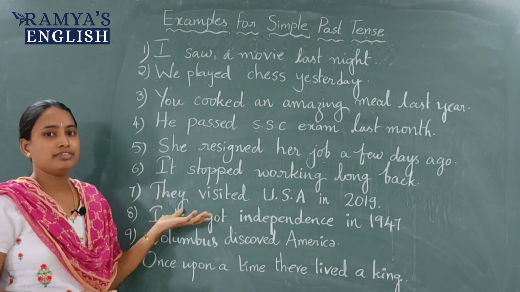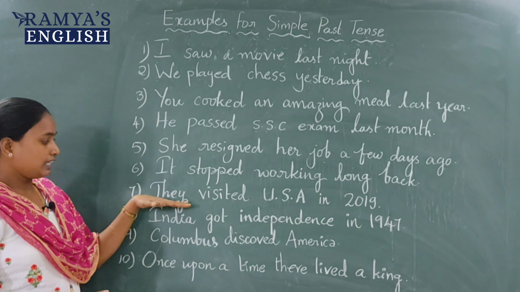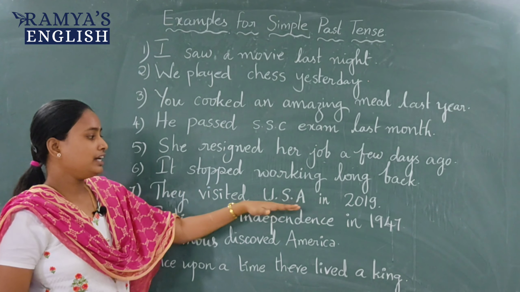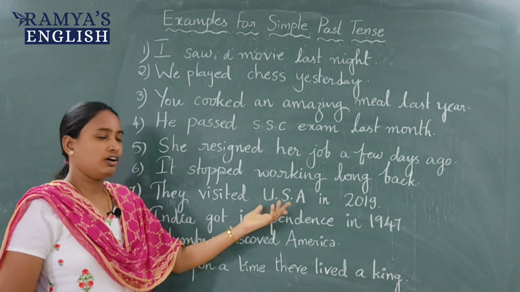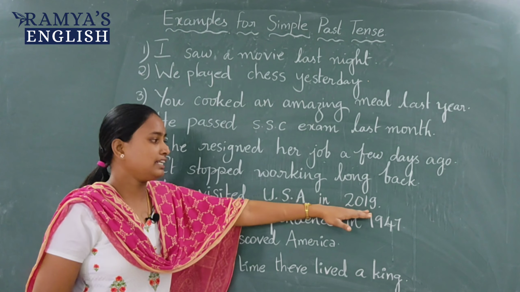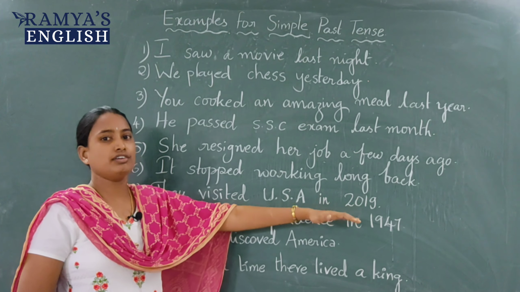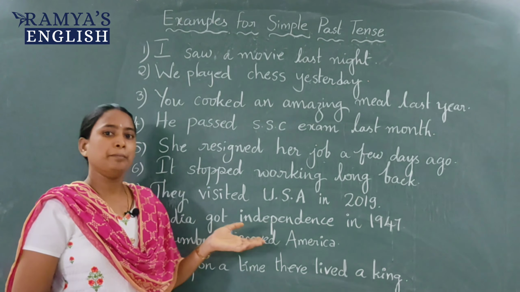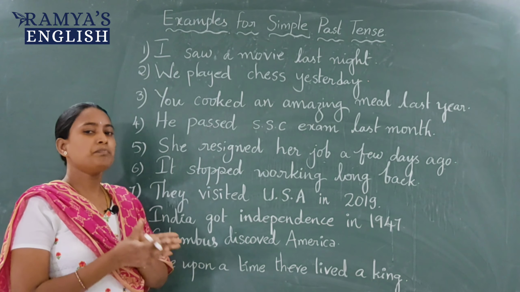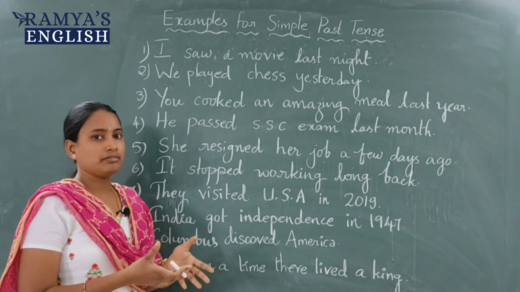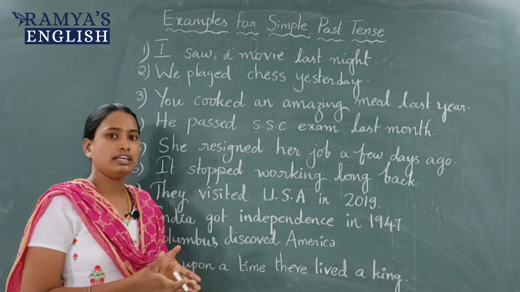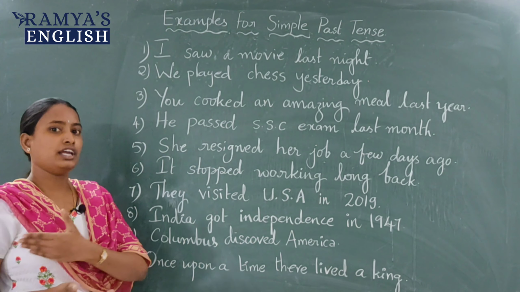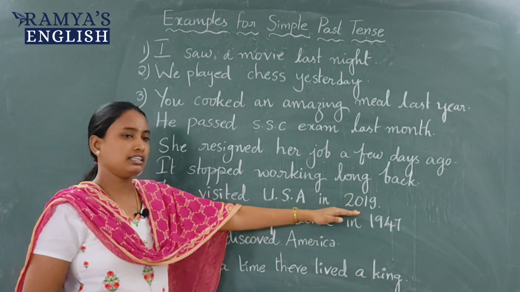So they just went for a visit. So they is the pronoun, visited is the verb, USA is the object, 2019 is the year. So here we are using it as indication. We can use any year, month or day or part of the day. Morning, evening, we can use days, Monday, Tuesday, Wednesday. So like that we can use all the days and years also.